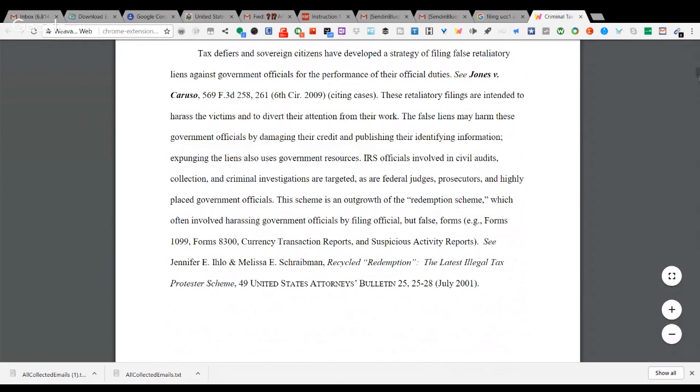IRS officials involved in civil audits, collection, and criminal investigations are targeted as are federal judges, prosecutors, and highly placed government officials. The scheme is an outgrowth of the redemption scheme, which often involves harassing government officials by filing official but false forms, 1099, 8300, currency transaction reports, and suspicious activity reports.